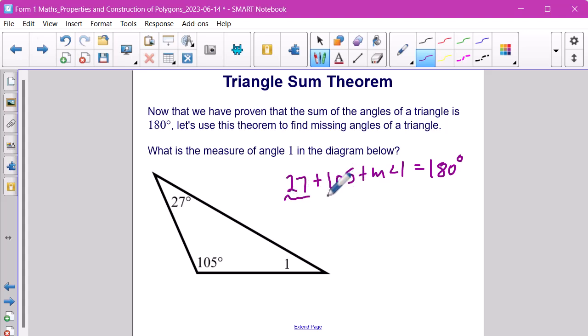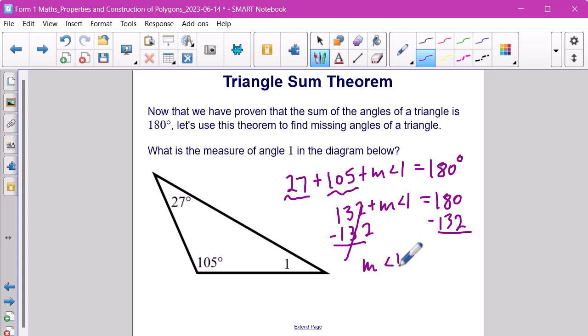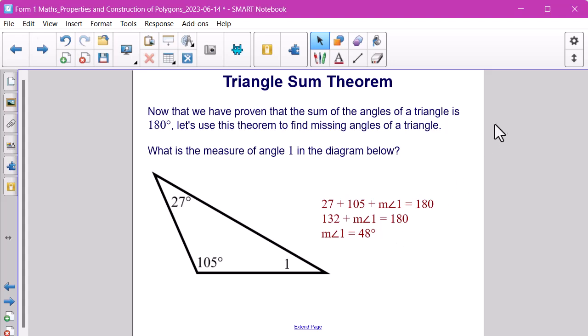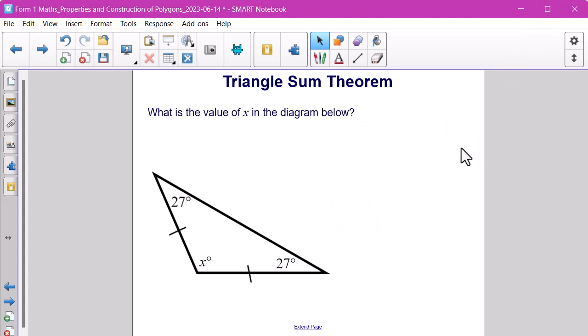And then we can combine our like terms and get 132 plus the measure of angle 1 is equal to 180 degrees. And then if we subtract 132 from both sides, we get that the measure of angle 1 is equal to 48 degrees. And here we see the solution to this example, and it does indeed match the solution that we found when we worked the problem.